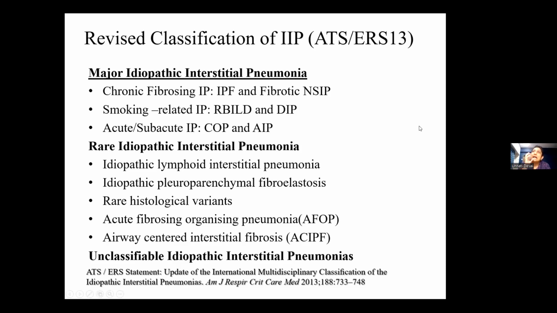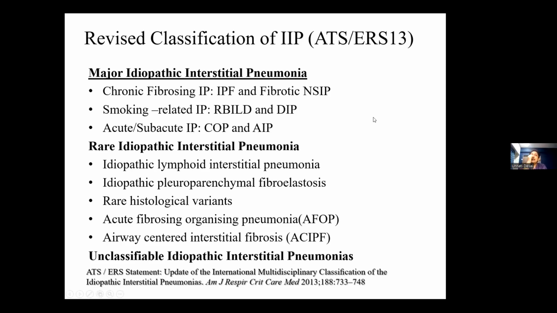Then there are certain ILDs which are very acute or subacute in onset. So they would mimic a critically ill lung or an ARDS-like picture, which is often seen in acute interstitial pneumonias, and a subacute presentation is often seen in cryptogenic organizing pneumonias, or COP.